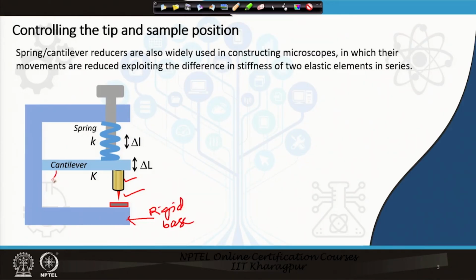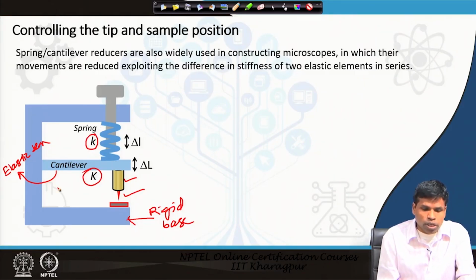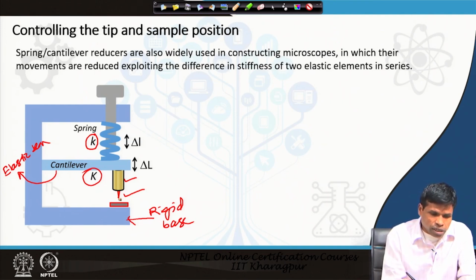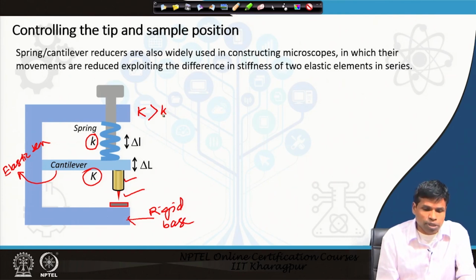We have an elastic beam, a cantilever, and we have a spring here. By choosing the right spring constant values, we can precisely control the distance between tip and sample. Particularly in these cases, where this is a small k, the capital K, the spring constant or elastic constant of the cantilever, should be much higher than the spring constant of the spring.